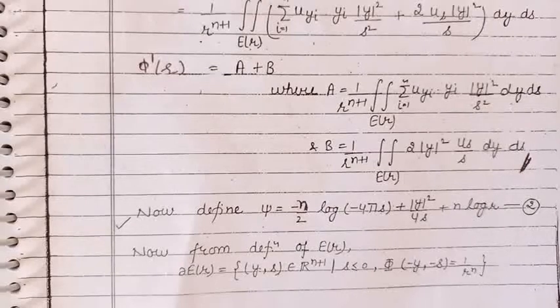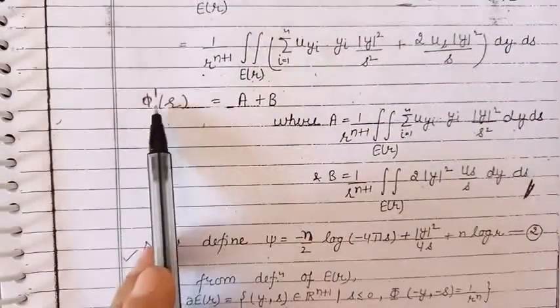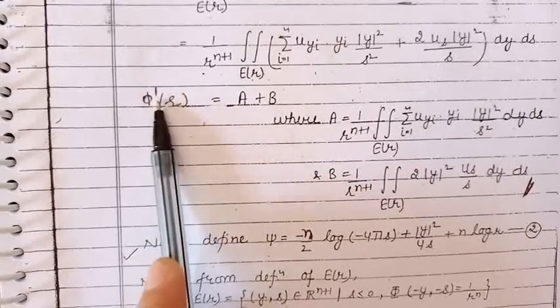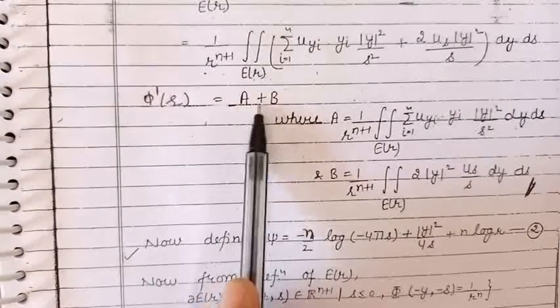Good morning, students. In today's lecture, we will continue the remaining part of the mean value property for the heat equation. We have obtained the derivative of function phi with respect to r, which we obtained as a plus b.